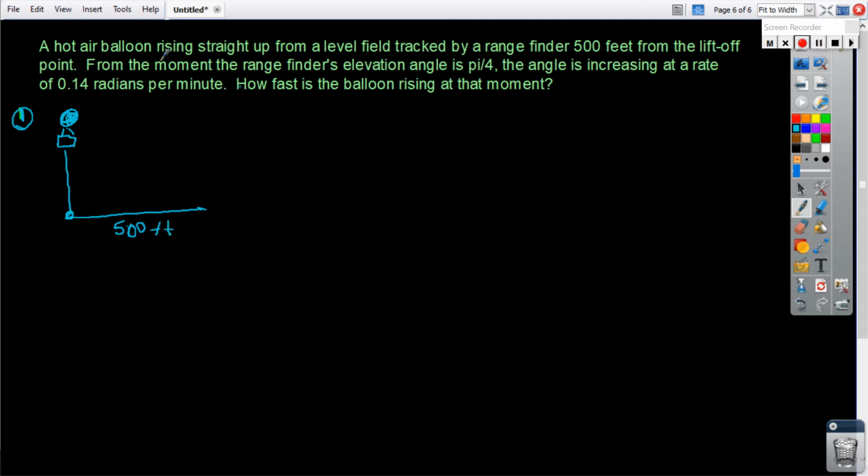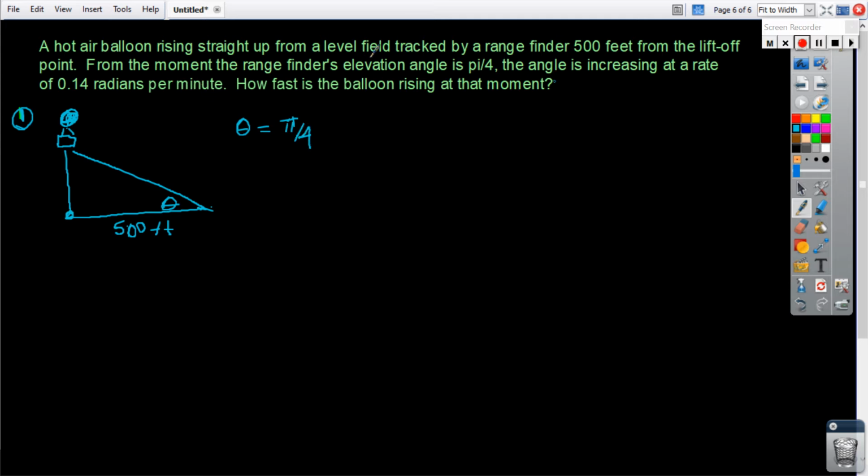From the moment the rangefinder's elevation angle, so here I am and I'm looking up to this balloon. So here's my theta angle. That's my angle of elevation, right? Elevation is pi over 4. So here I'm just going to write theta is pi over 4.